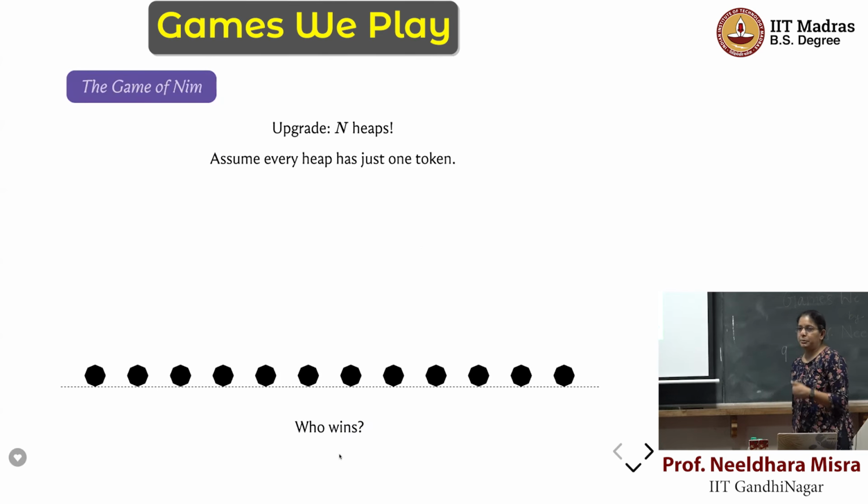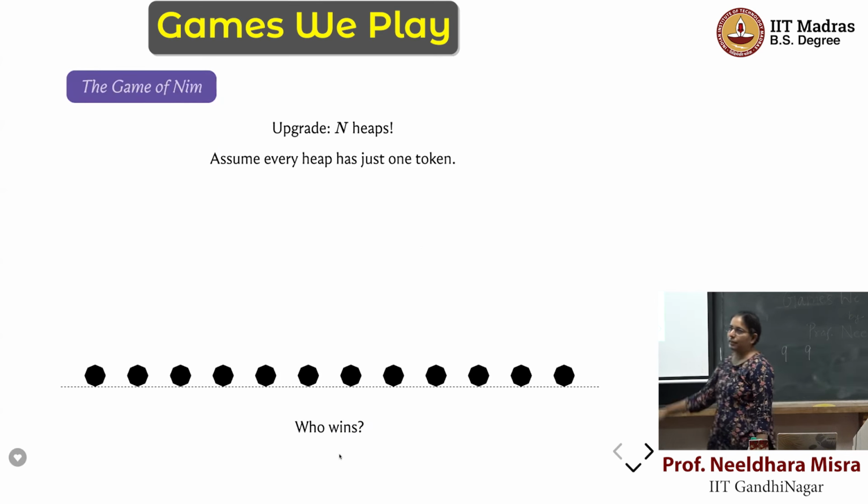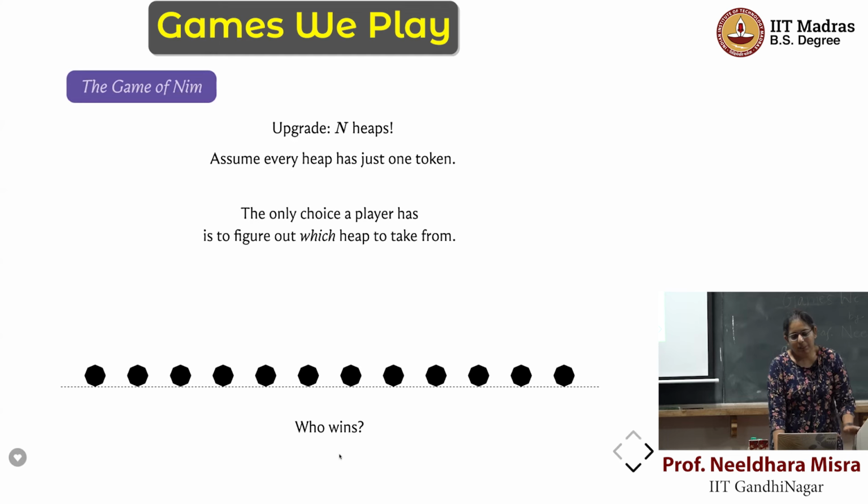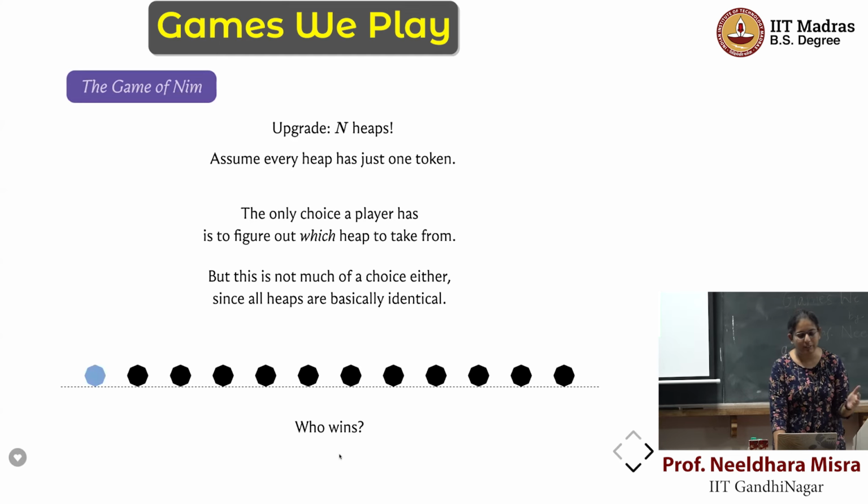Okay, so now let's move on from two heaps to, in general, n heaps. Again, the simplest version of n heaps is what if every heap has just one token. This is like the king moving on that bottom row, no choice. It doesn't matter which heap you pick. And once you pick the heap also, you don't have a choice. You have to pick the only pebble which is there in that heap, right? So none of this is a choice.